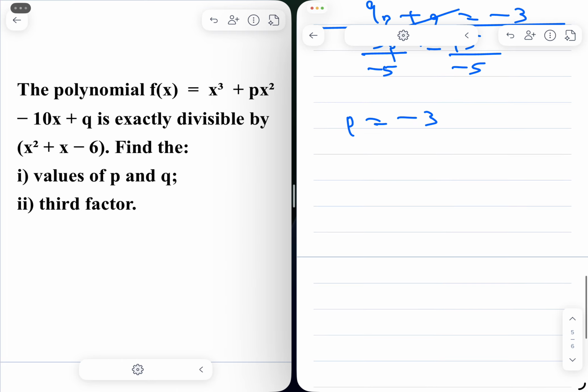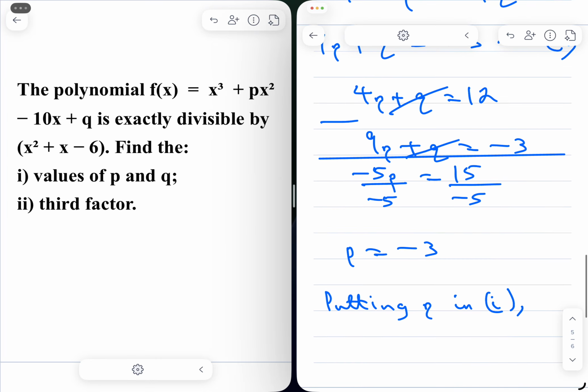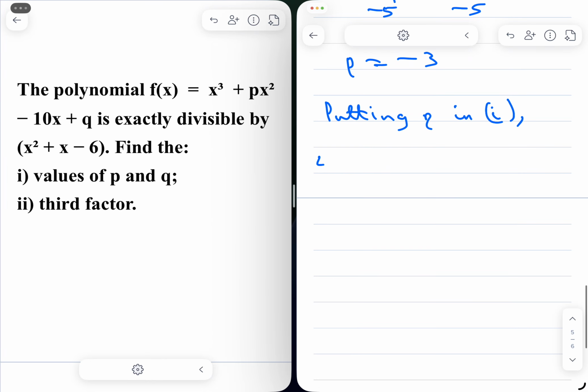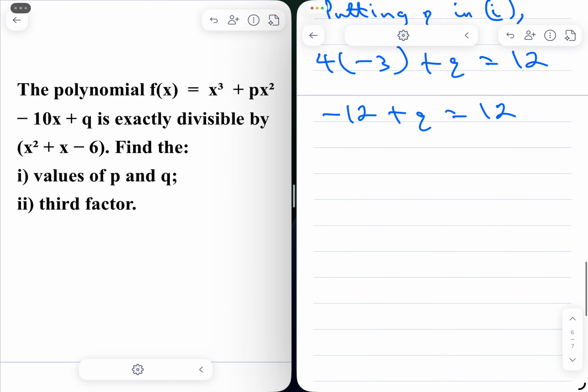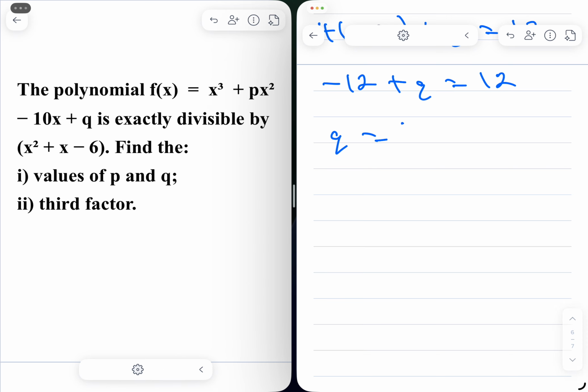Now, putting p in, you can put it in either of the two equations. Putting p in equation 1. Equation 1 is 4p plus q equals 12. That simply means 4 times minus 3 plus q equals 12, which means minus 12 plus q equals 12.